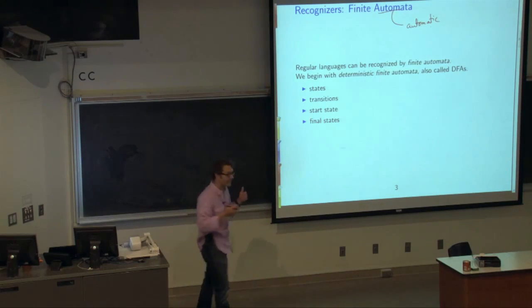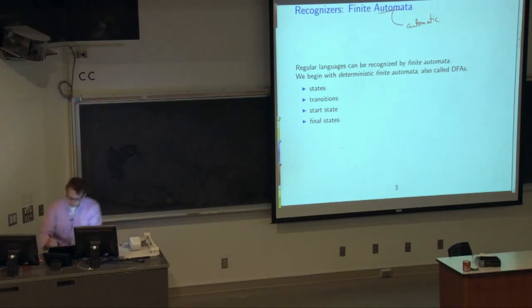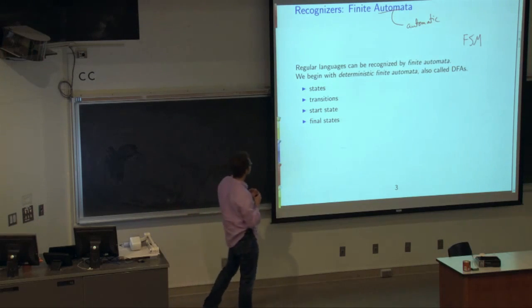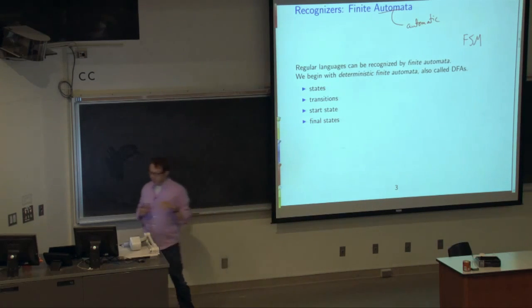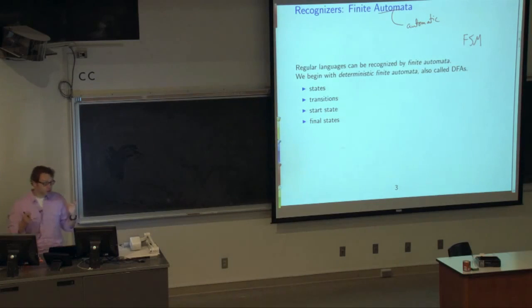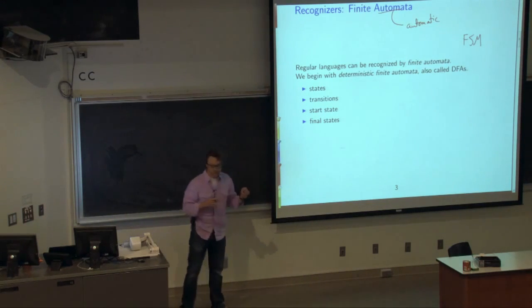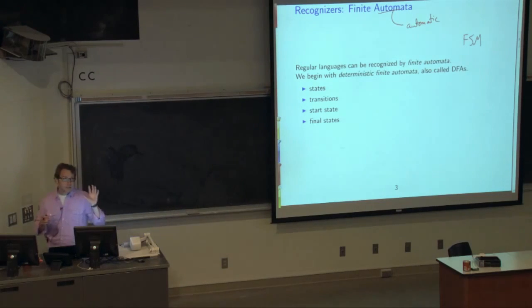These are sometimes called finite state machines. So you will see me use the acronym FSM, finite state machines, and I'll talk a little bit about the finite part. We're going to start with this set of finite automata called deterministic finite automata. And if I have time, I'll talk about things which are not deterministic. DFAs are really easy to understand.